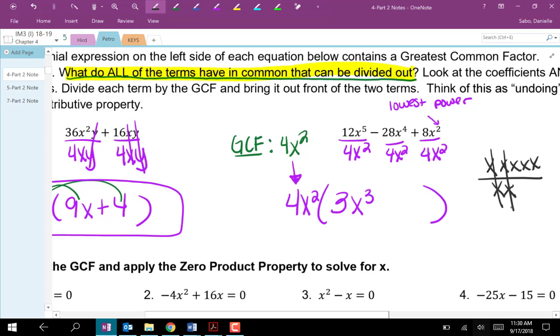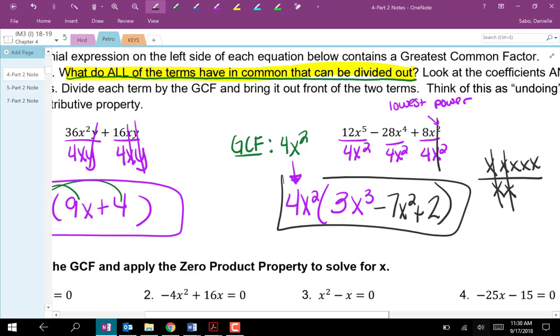You're crossing those out. Okay, minus, what's 28 divided by 4? 7. And then x to the 4th divided by x squared. 2. X squared, very good. And then these squareds go away, plus, what's 8 divided by 4? 2. And we're done. And you can always check your answers by distributing back in. All right, so that's kind of just like a warm-up for those factoring, the GCF.